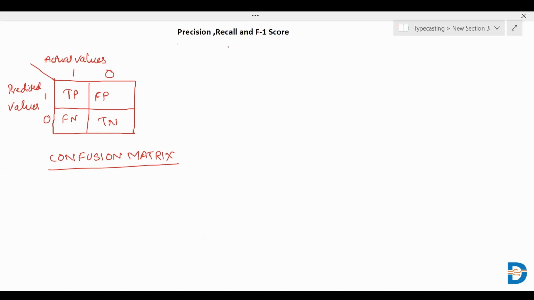So now what is precision, recall, and F1 score? These are the evaluation, or you can say performance metrics, extracted from the confusion matrix for classification models. These are the evaluation parameters. So let's understand first what is precision.